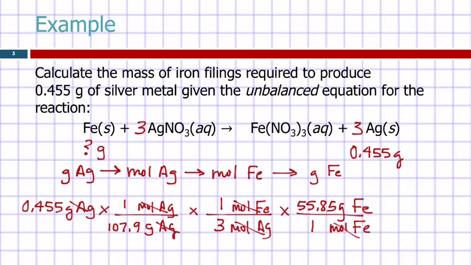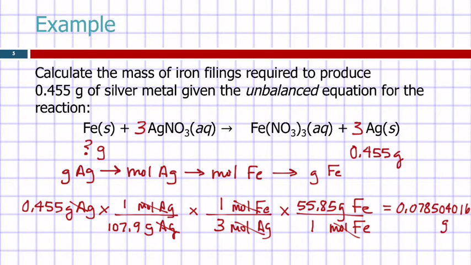And now we just go across, multiplying and dividing, and get an answer. 0.45 divided by 107.9 divided by 3 times 55.85. And as often happens, my calculator gives me a mess. 0.078504016. And what's the unit on that? Grams of silver. It's the only one I didn't cross out. All the others canceled out.